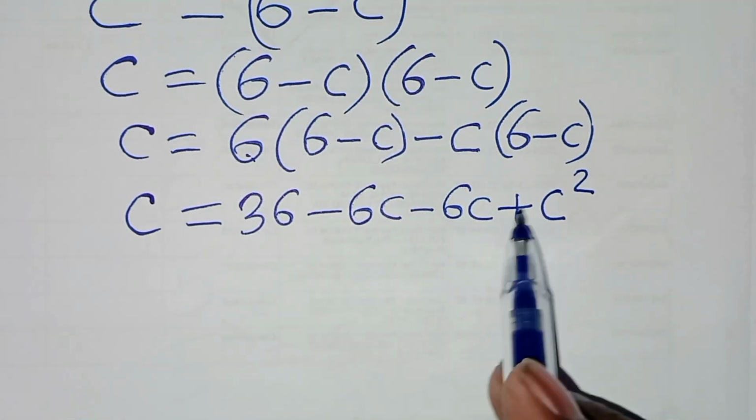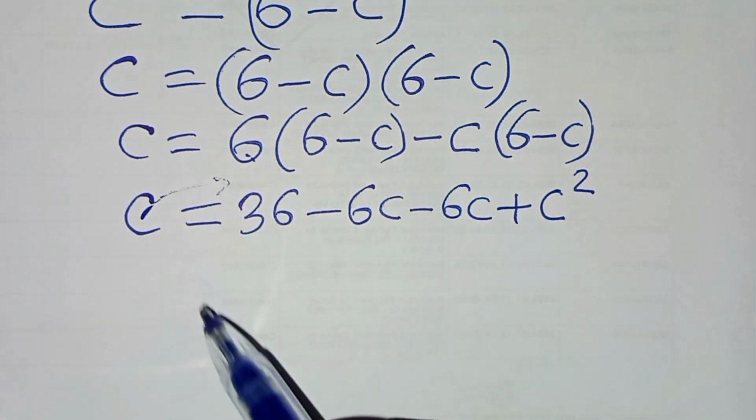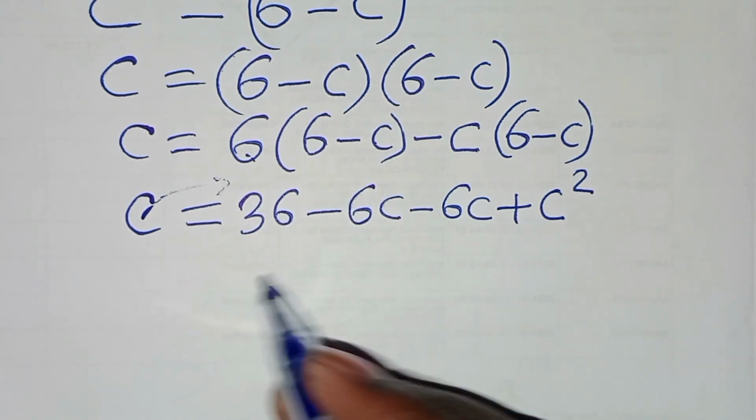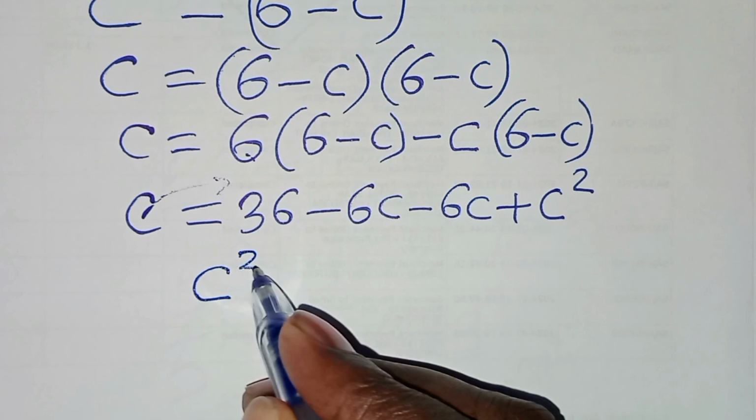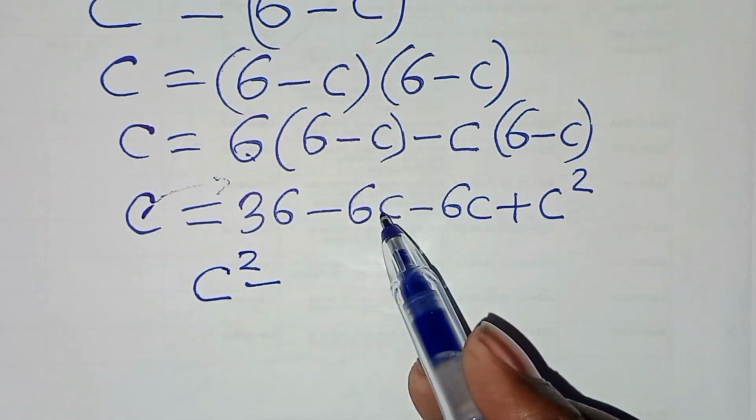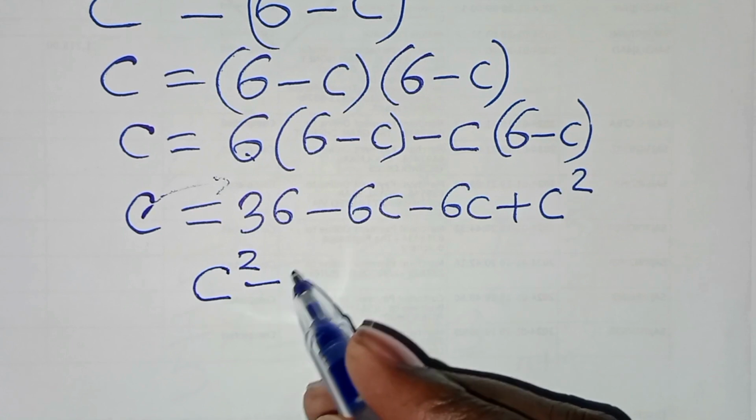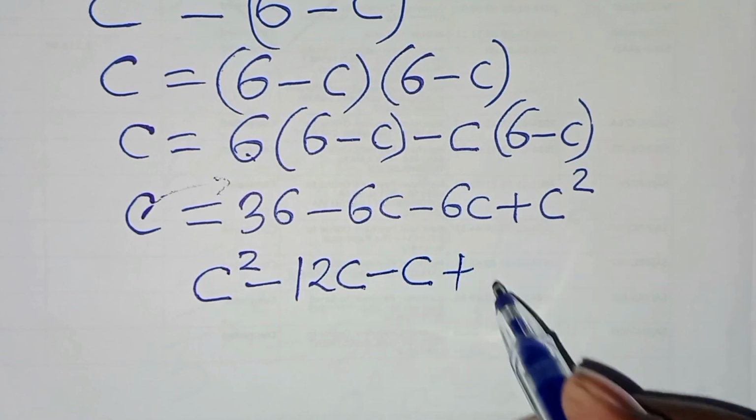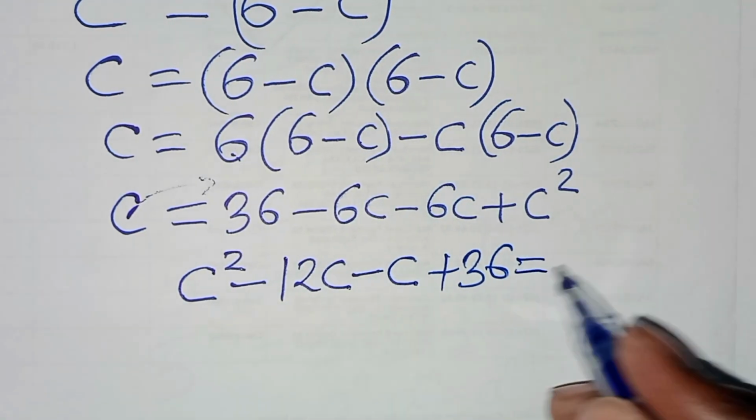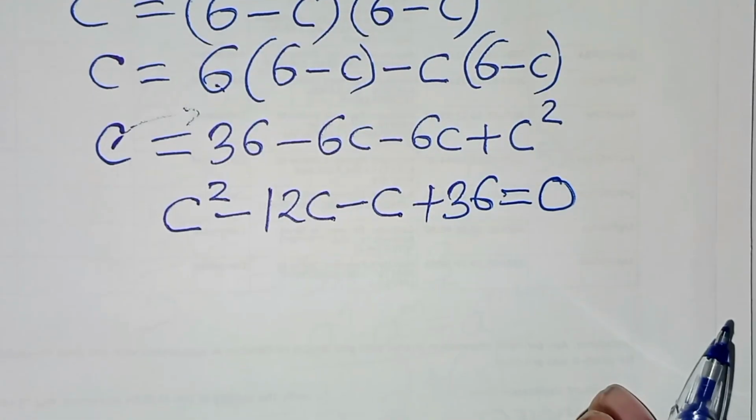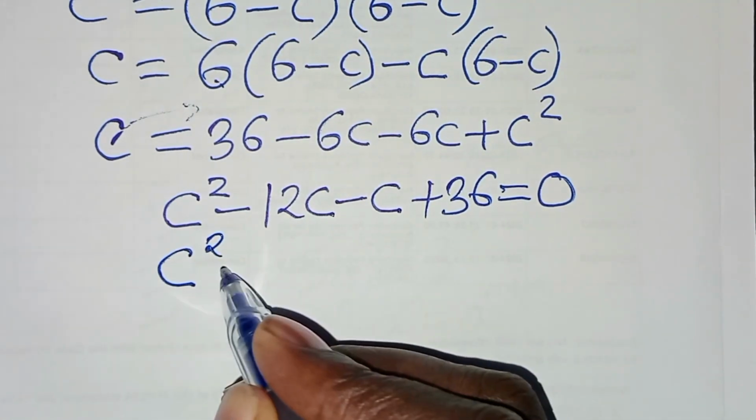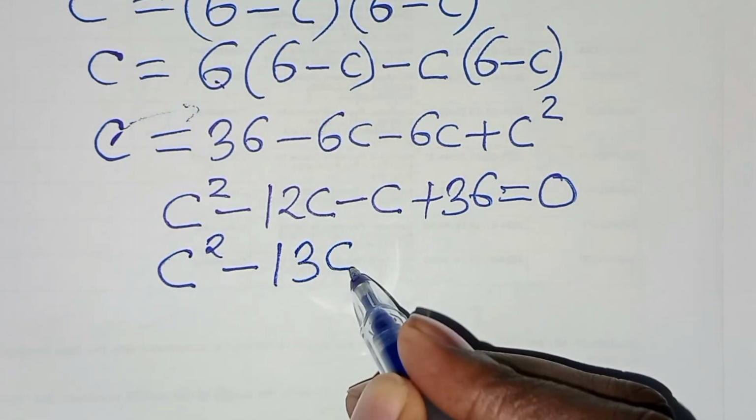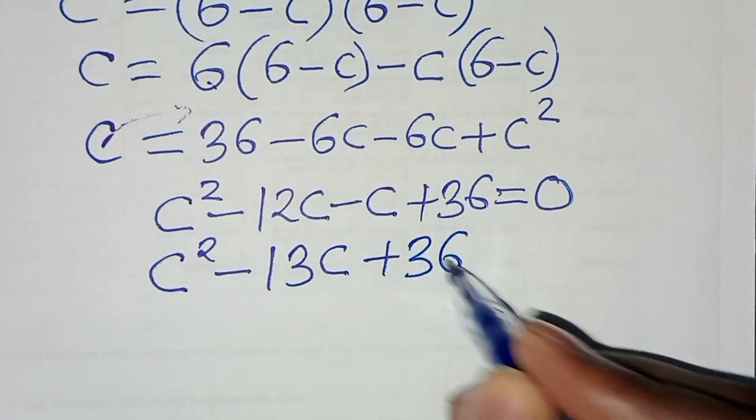The next step from here, let's take this c to the right-hand side. This is plus c, so on the right-hand side this becomes negative. So what we have here is c squared, minus 6c, minus 6c, this is minus 12c, subtract this c, then plus 36, this is equal to 0. So here we have c squared minus 12c minus c, this is minus 13c, plus 36, equal to 0.